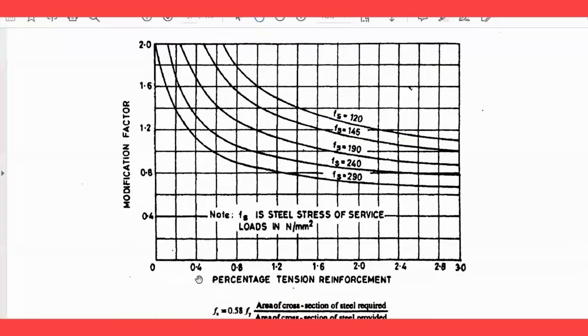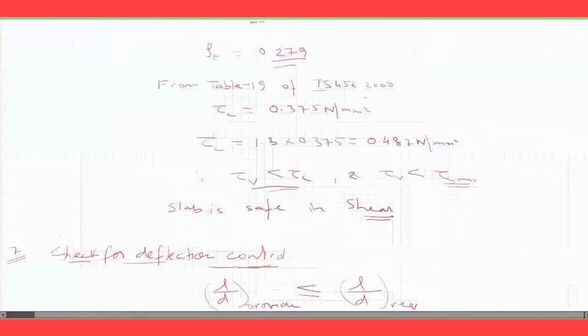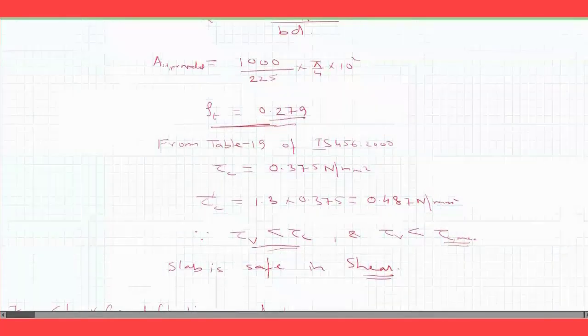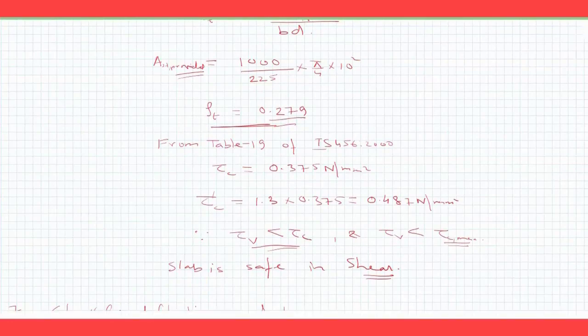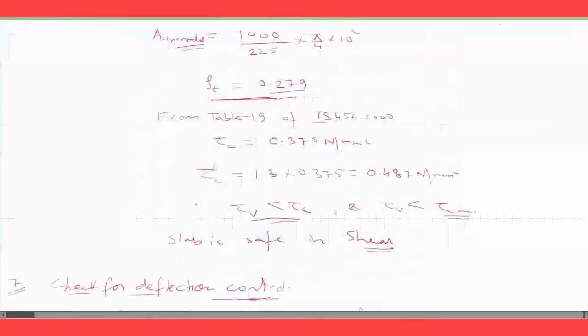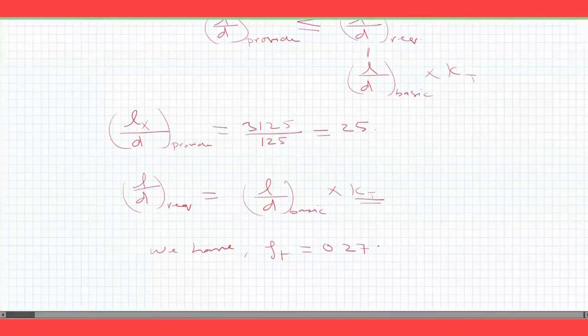In order to compute this KT, I need to compute the percentage tension reinforcement. We had computed that. If you remember, it is 0.279, based on the provided steel. Percentage tension reinforcement is nearly 0.27, you can say it is 0.3. So we have ρT equal to 0.279.